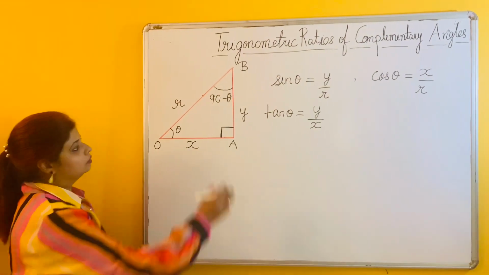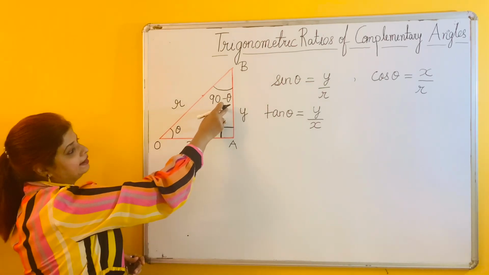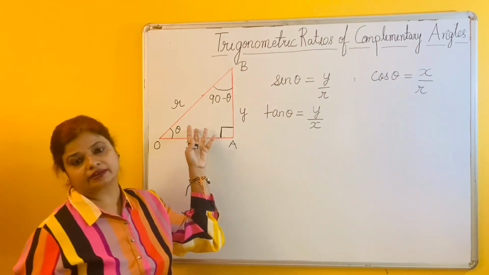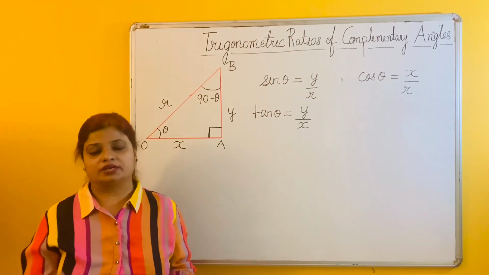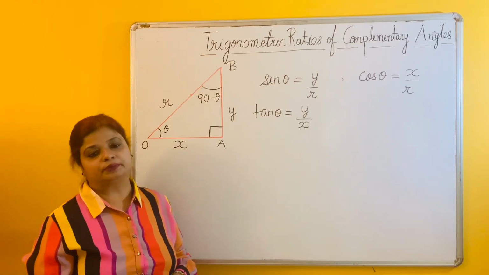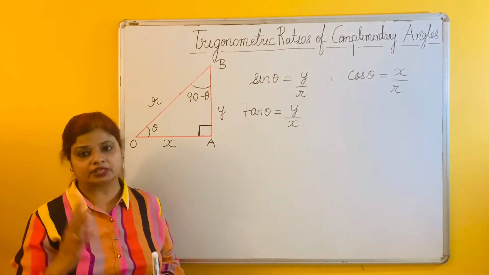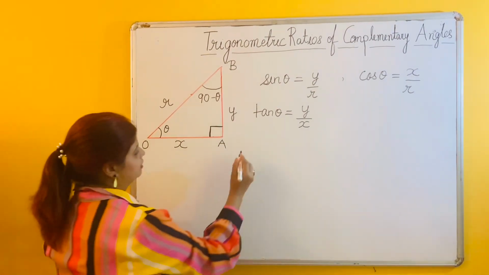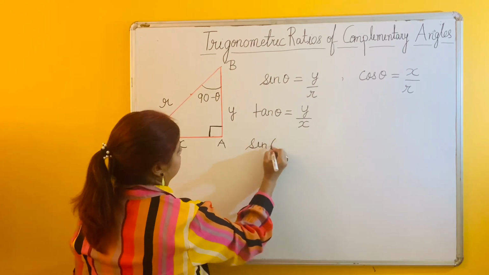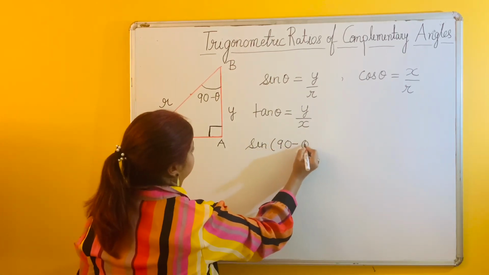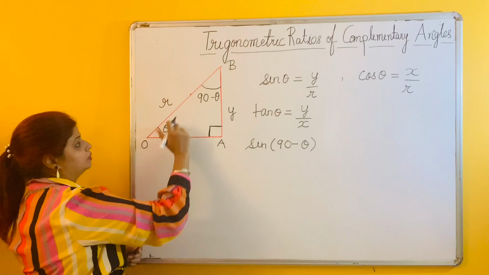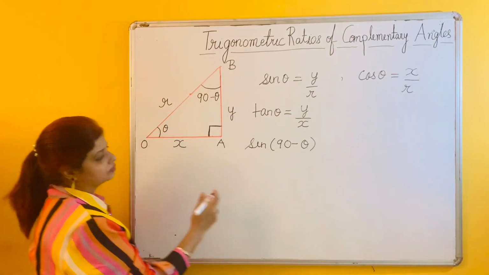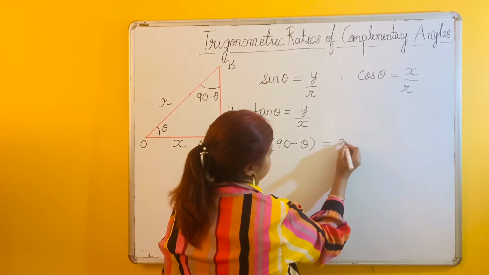Now let's do this for 90 minus theta. Theta and 90 minus theta are complementary angles because they add up to 90 degrees. In a right angle triangle, always remember that the two angles which are not the right angle will always be complementary. So what is sine 90 minus theta? According to the definition which we have learned, the perspective has changed. So it is x by r.